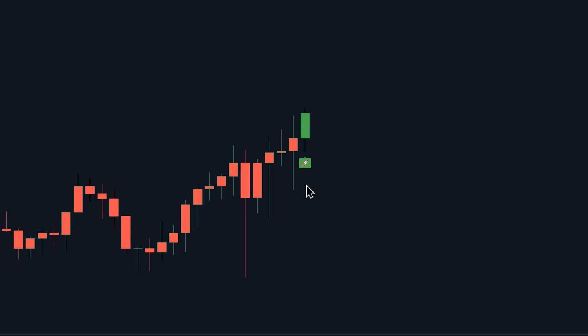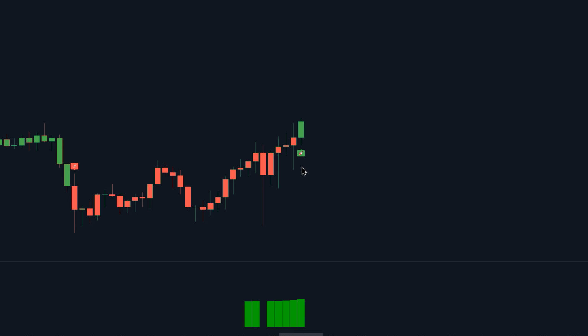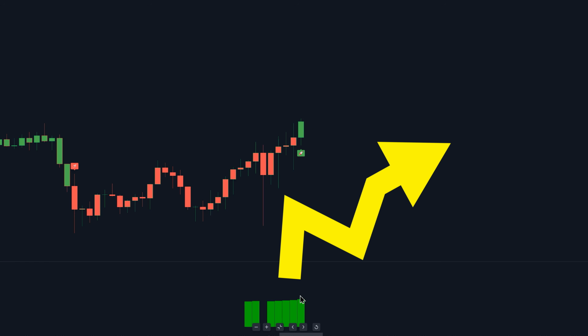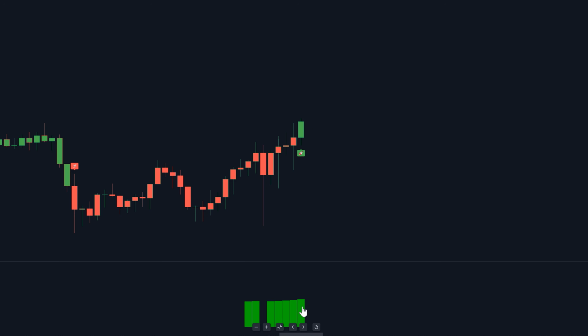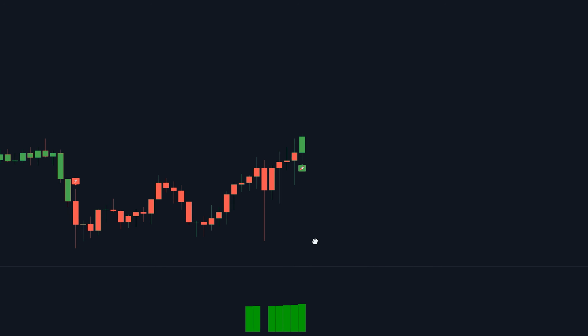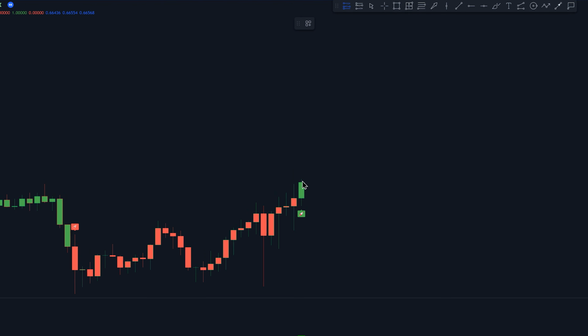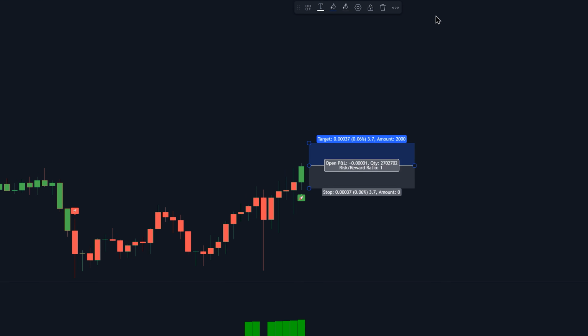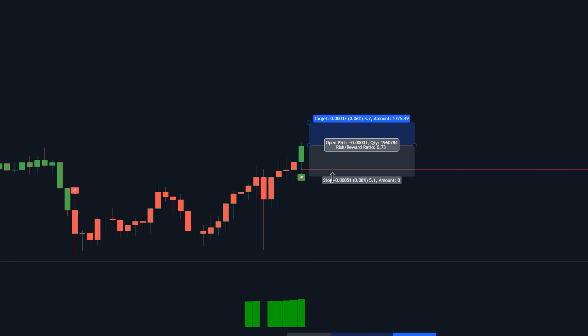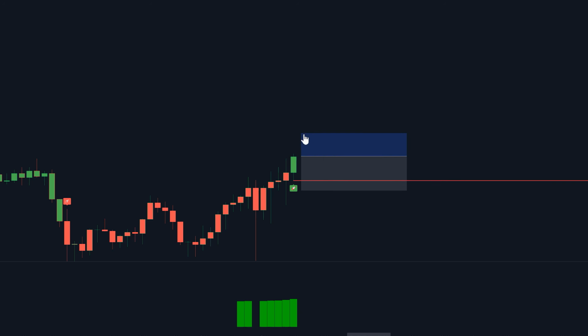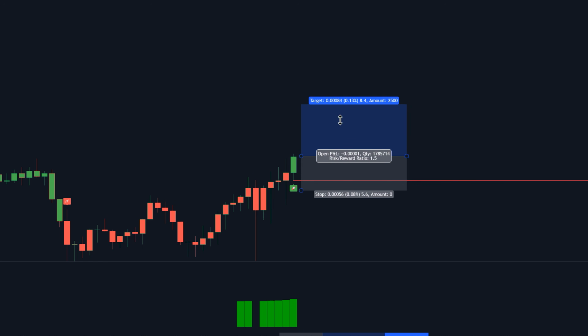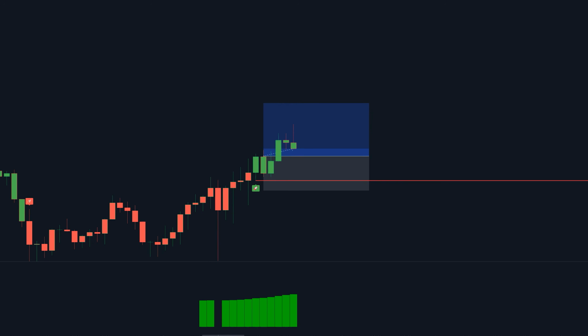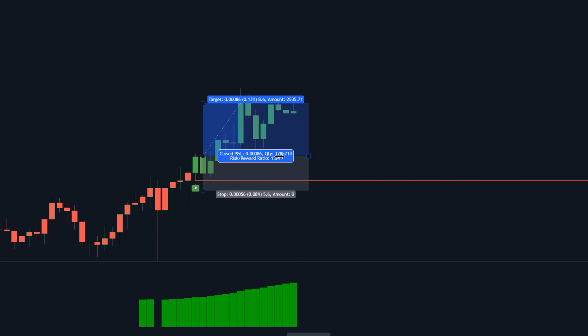Now, condition number 2 is at the time the long signal is printed, the histogram of the EMA Difference Indicator should be colored green to indicate that the bullish trend in the market is getting stronger and stronger every 15 minutes. Those two conditions were met on this candle, so we're going to take a long position here. The stop loss is going to be set just a few pips under the entry candle. The take profit should be set at 1.5 times the risk. Letting the trade run, and it was profitable.